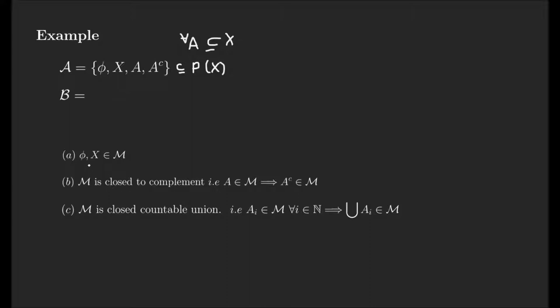Now for this condition, some authors skip the first condition because one of them is clearly contained in M. Some authors say just the empty set in M or the whole set in M, because the complement condition is satisfied, so the whole set and the empty set, each complement set, is contained in it. And the last condition is easier because this is a finite set. So for an arbitrary union, this is still an element in M. So this is a sigma algebra.